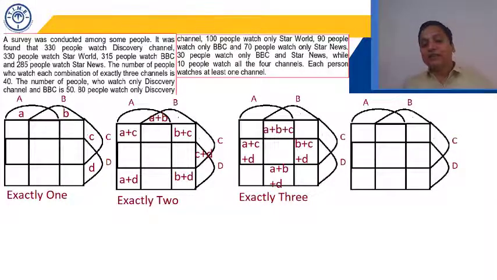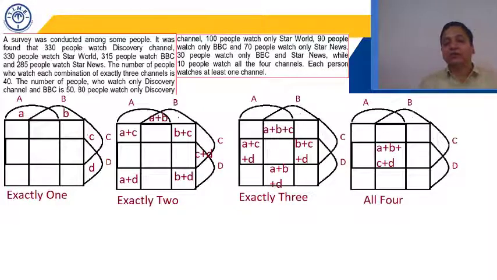Now the box in which A plus B plus D is written in the last row. A plus B plus D is outside C. So they are not reading C newspaper but reading the other 3. And then all 4 is the central box, A plus B plus C plus D. Now this diagram consists of 15 regions. So one region which is outside this is the one which reads none of the newspapers. That comes under none.